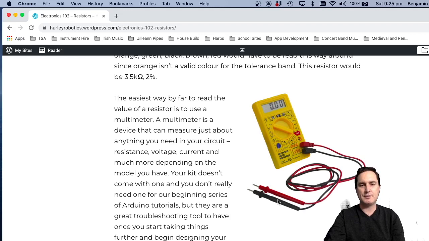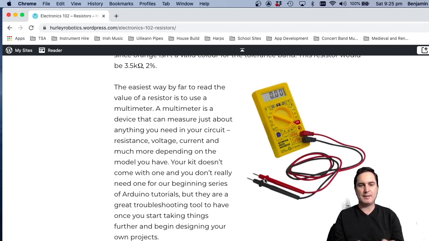There's a lot of really good testing things you can do with a multimeter. I would suggest if you get through all this lesson series with me, and you want to start designing your own projects, the first thing you're going to want is a multimeter, because you can just hook up the multimeter to those two probes there and set it to resistance, and it'll tell you exactly what the resistance of the resistor is.